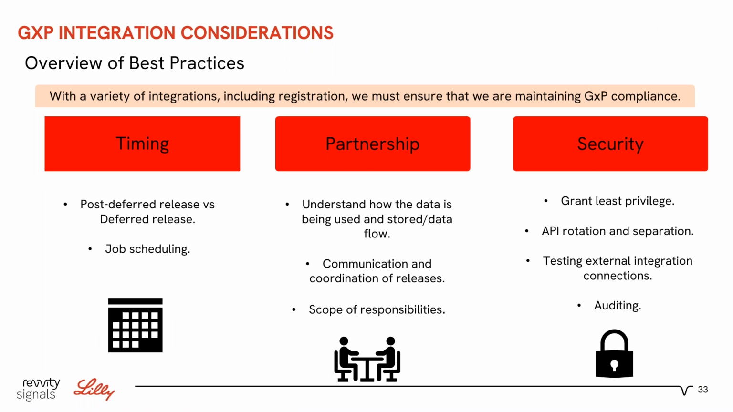Okay. So for the first consideration, I want to talk about timing, which is all about when. When you're considering adding the integration, you have to look at what time in your internal roadmap you are going to deploy it, as well as when you are doing job scheduling, so when these integrations are going to run. Those are the timing pieces that I'm talking about. If we dig in a little bit more when we talk about the roadmap releases, for example, what we do for our GXP instance is we do what's called a deferred release and then a post-deferred release schedule.